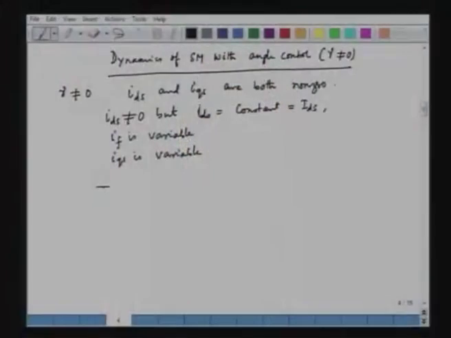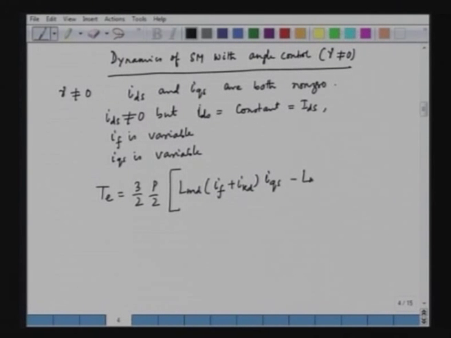The torque expression is given as 3 by 2 into P by 2, then we have LMD (IF plus IKD) into IQS minus LMQ into IKQ into IDS plus (LDS minus LQS) into IDS into IQS.